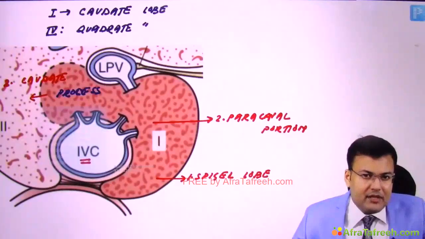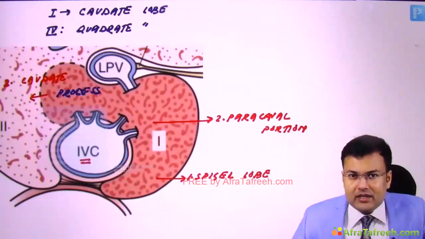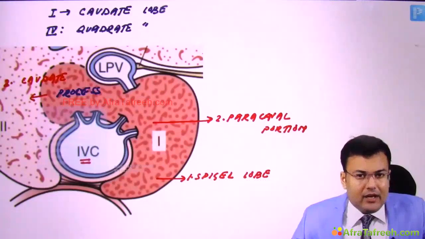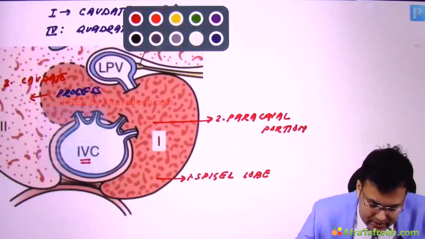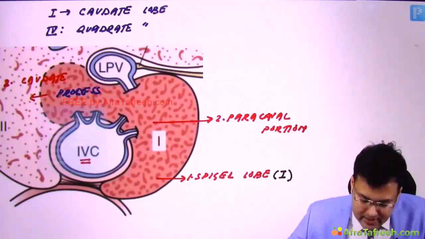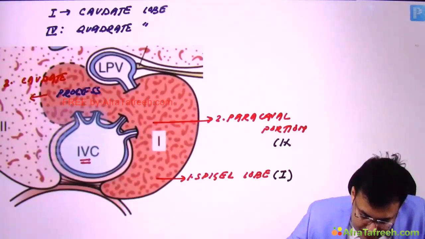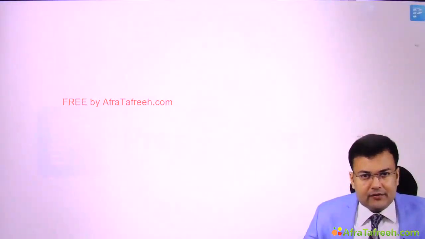In AIIMS previously one question was asked: which part of caudate lobe is considered as segment 1 and which part of caudate lobe is considered as segment 9? So see, this spigelian lobe is considered as segment 1 and this paracaval portion is considered as segment 9. So what are the unique properties of caudate lobe?